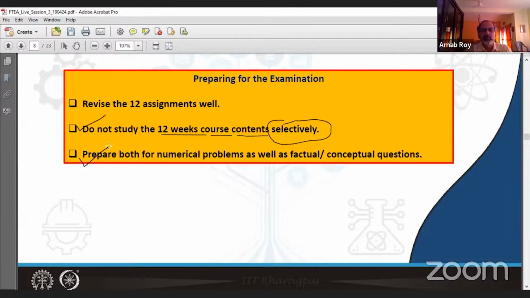Prepare both for numerical problems as well as factual and conceptual questions. And there may be small problems where a rough calculation may be required, but that can by no means be considered as a full-fledged numerical problem. So they would have a mix and match.